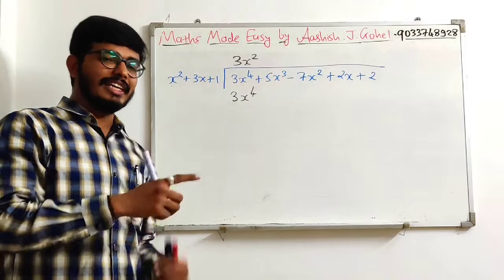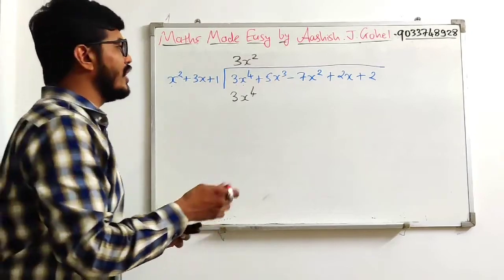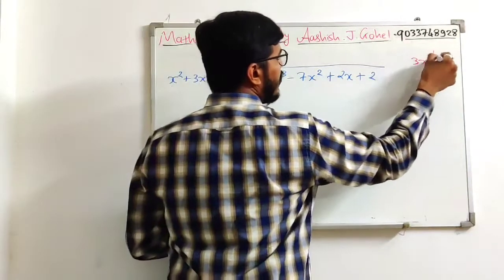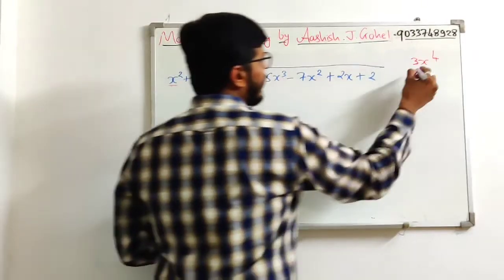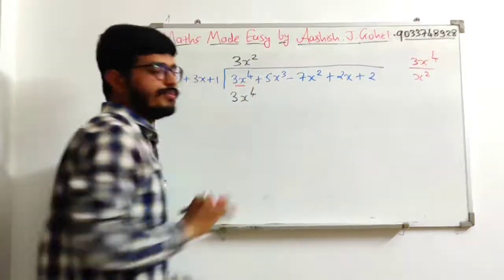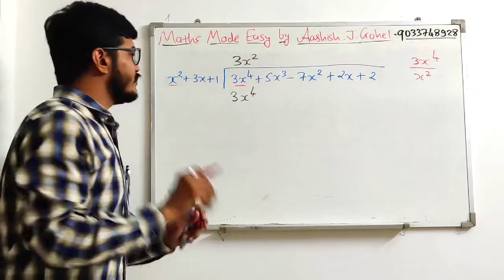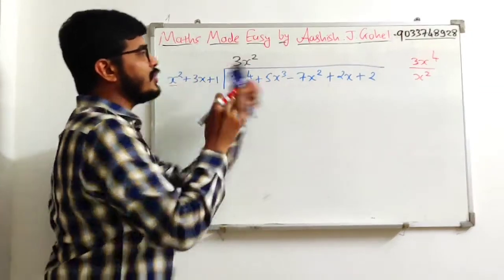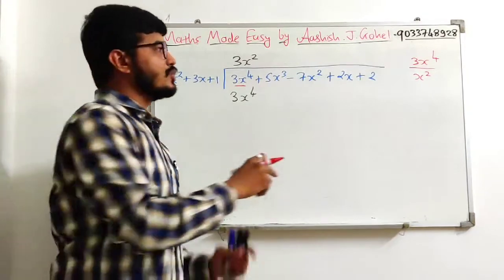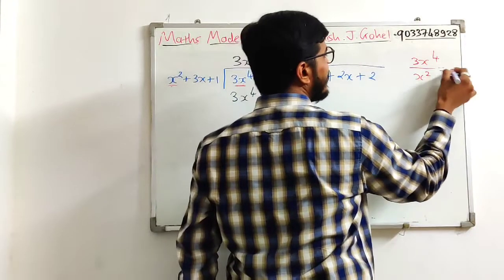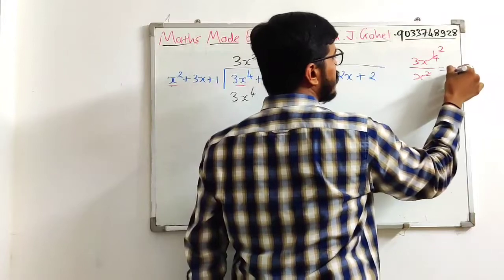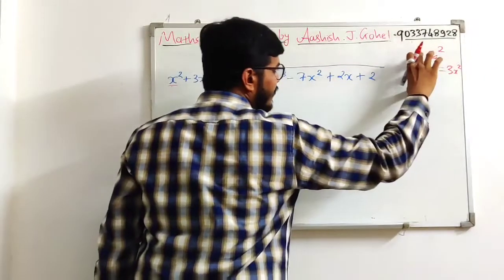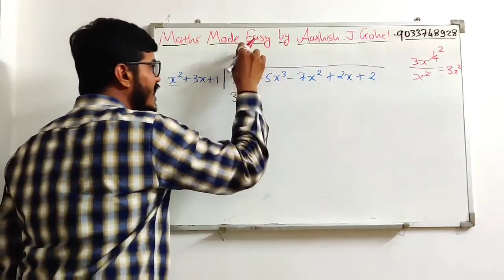For that there is one easy method. You can do it like this: take the first term over here, that is 3x raised to 4, and the first term over here, that is x squared, and just divide these two. First term in the dividend and first term in the divisor, you need to divide. If I divide these two, I will get 3x squared. So the answer of division we will put directly over here.